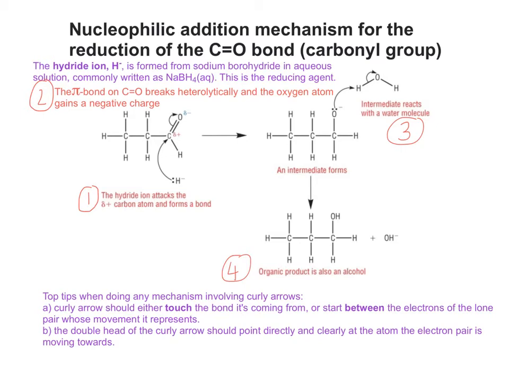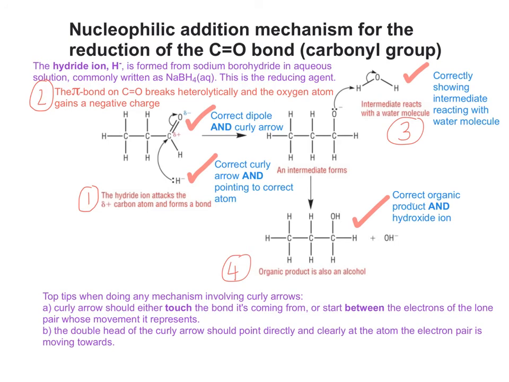So this is usually a 4-mark answer. You get 1 mark for your dipole and the pi bond breaking. You get 1 mark for the curly arrow correctly coming from the hydride, either the negative charge on the hydride or in between the 2 electrons of the lone pair. You get a mark for showing what happens when the intermediate reacts with the water, and you get a mark for the correct product.